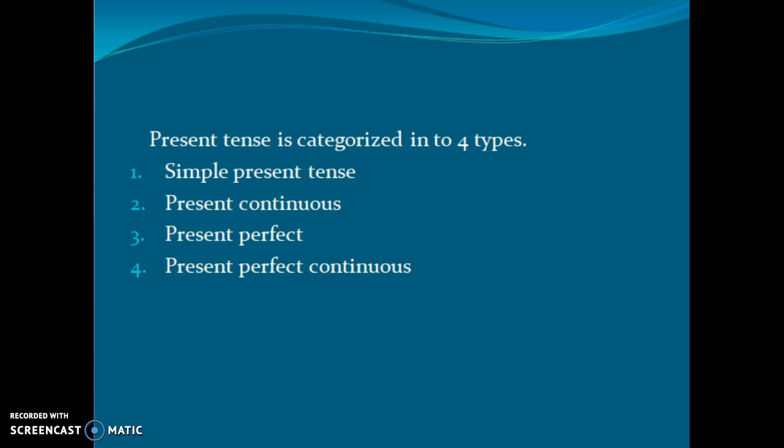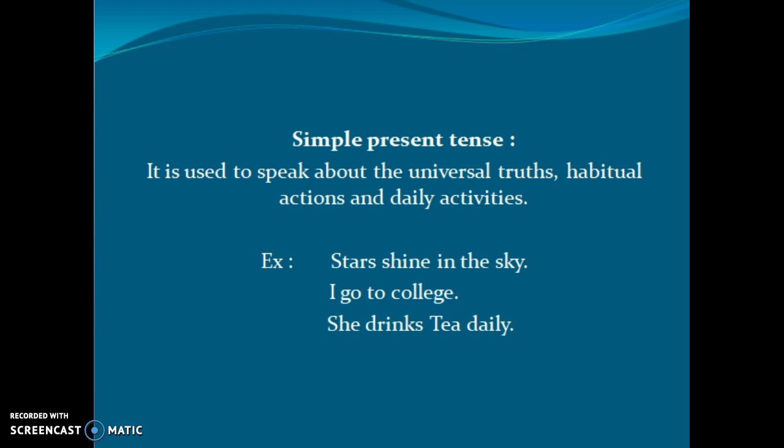At first, let us discuss present tense in detail. This present tense is categorized into four types: simple present tense, present continuous, present perfect, and present perfect continuous tense. Simple present tense at first, let us discuss. It is used to speak about the universal truths, habitual actions, and daily activities. So whenever we have to speak about them, we have to put those sentences into simple present tense.